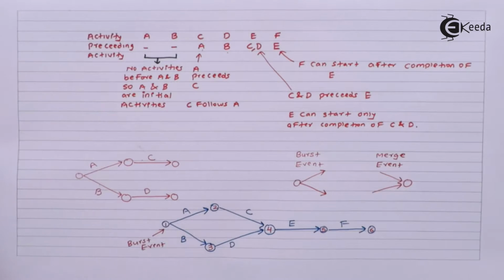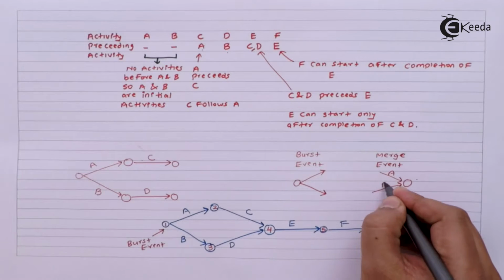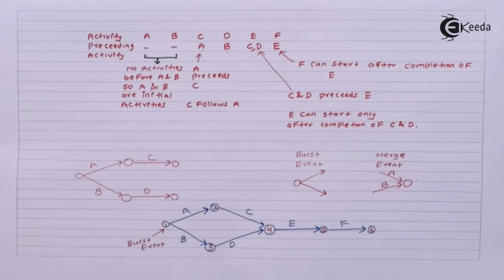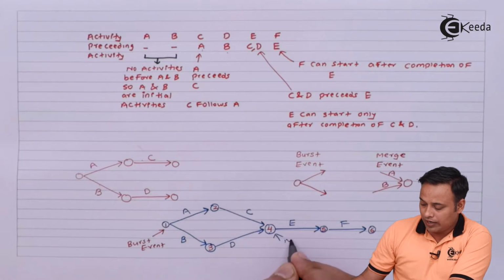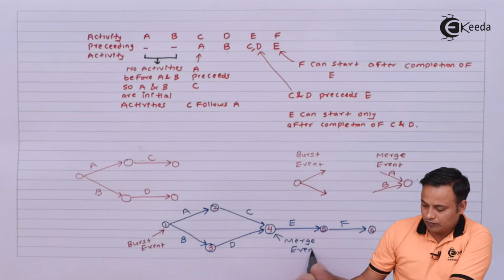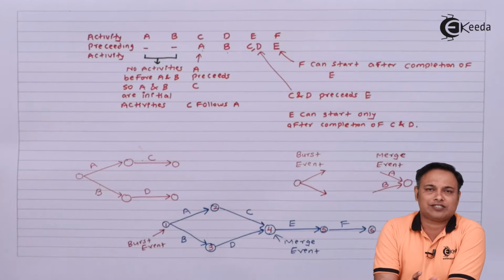that is called as the merge event. In my case, activities C and D, they combine, they are joined at node 4, so this can be called as the merge event. So we are learning some new concepts.